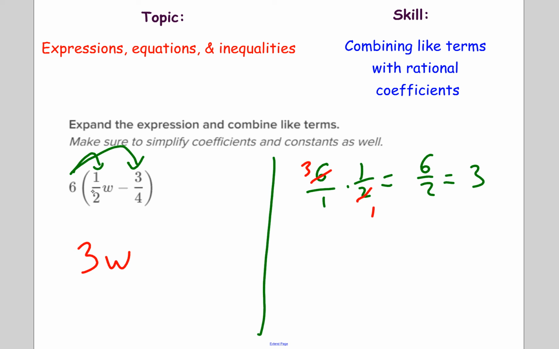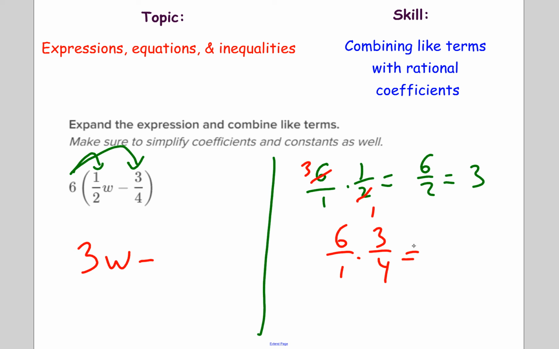So 3w. Now we do 6 times negative 3/4. Well, positive times a negative is a negative, right? So we don't even have to worry about the sign. All we really have to do here on the scrap work side is 6 over 1 times 3 over 4. Well, we know the answer is going to be negative. Already took care of that here.